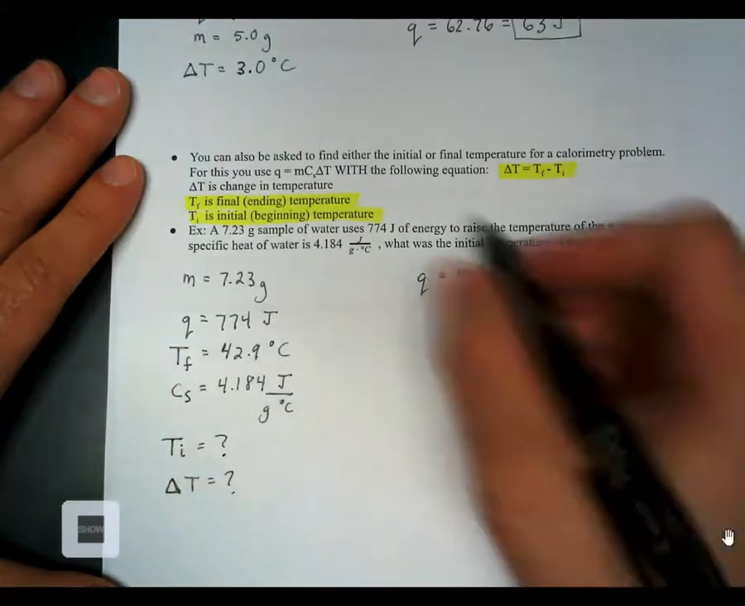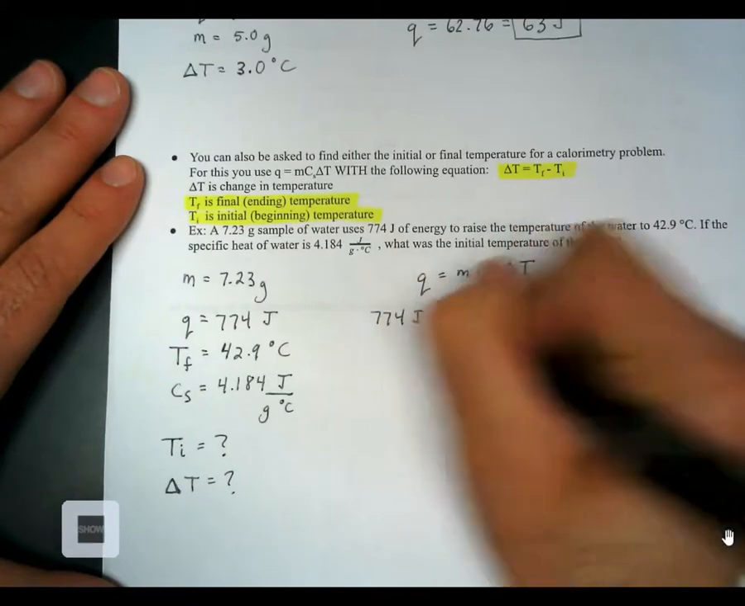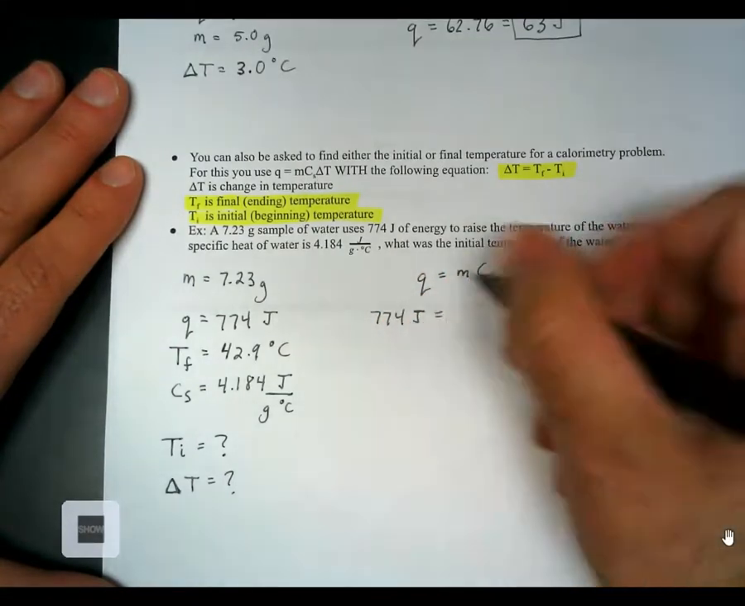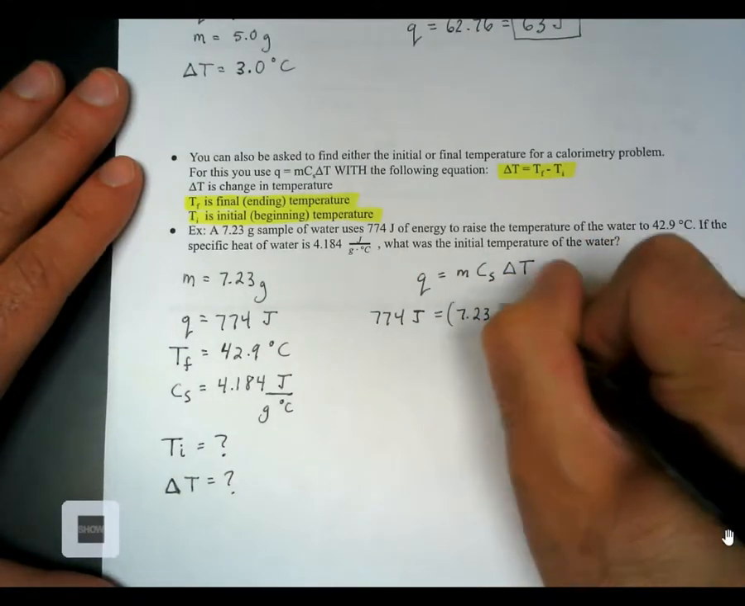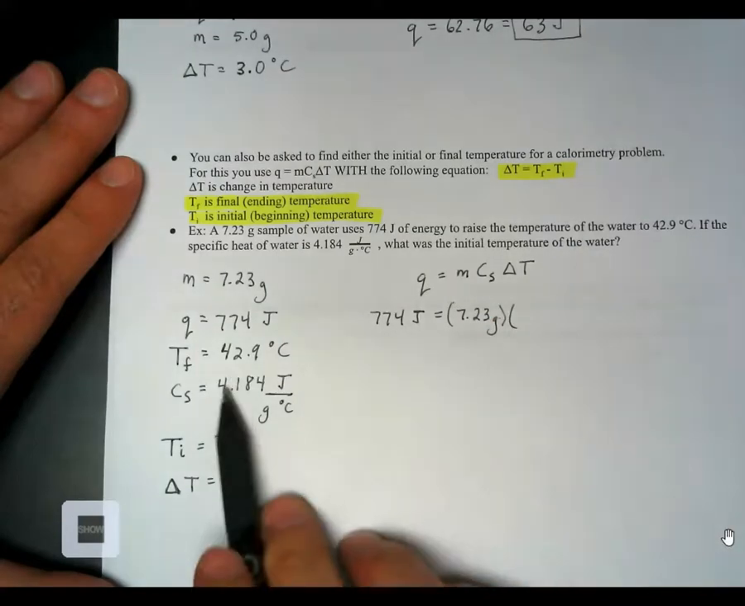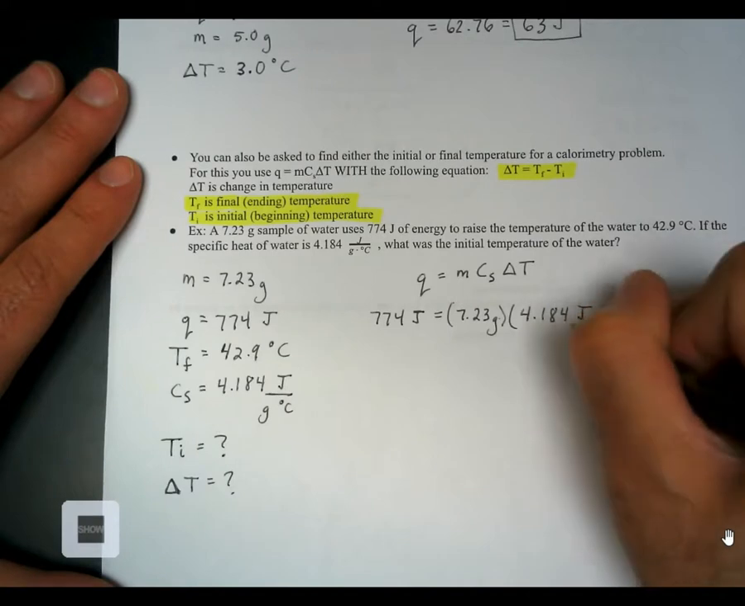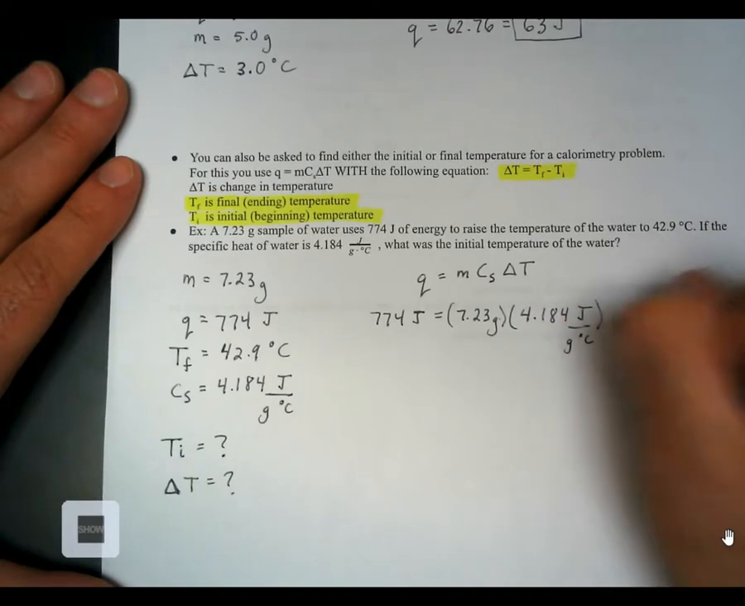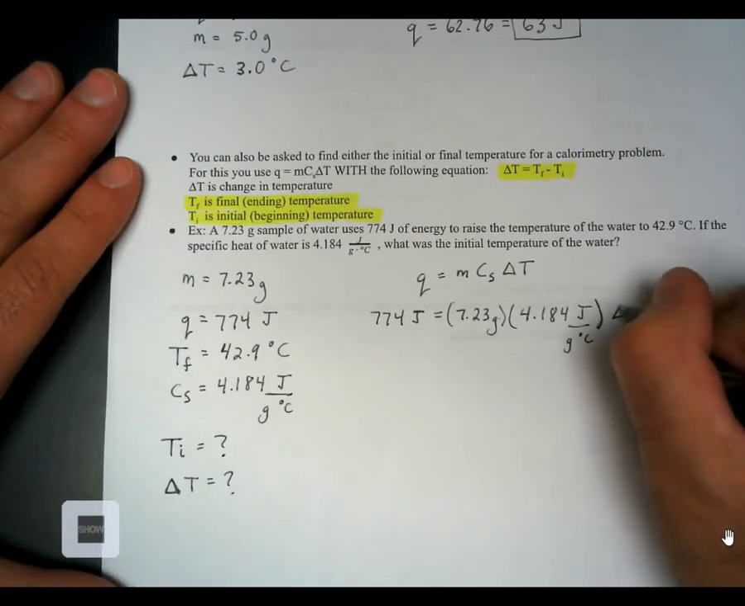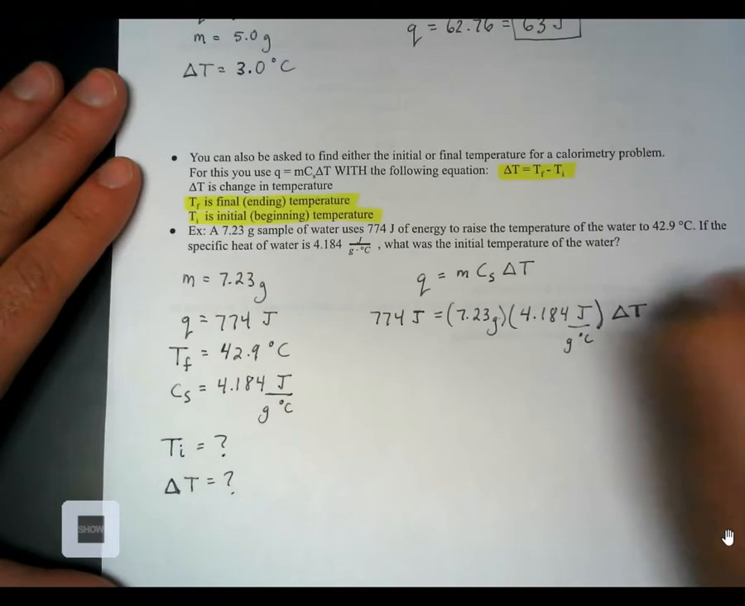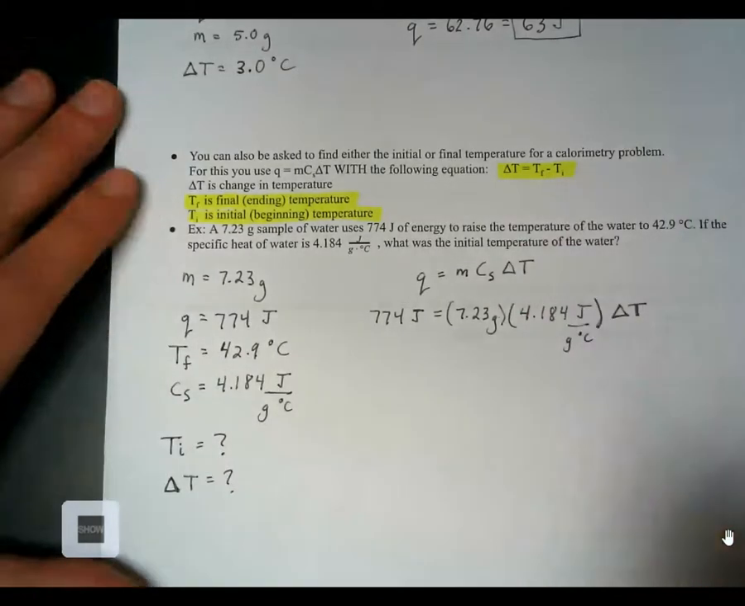So Q is 774 joules. The mass, 7.23 grams, times our CS, 4.184 joules over grams degrees Celsius, times, and we're looking for delta T. So I'm going to leave that like a variable. Everybody okay so far with where we got the numbers from and why they're in the spots they're in?